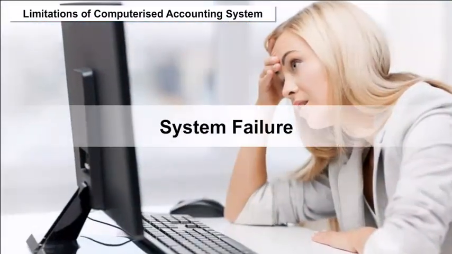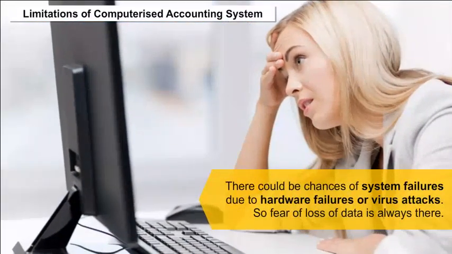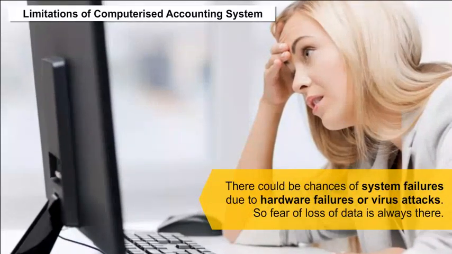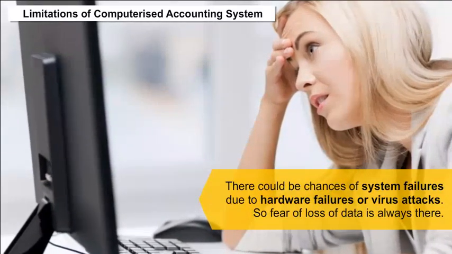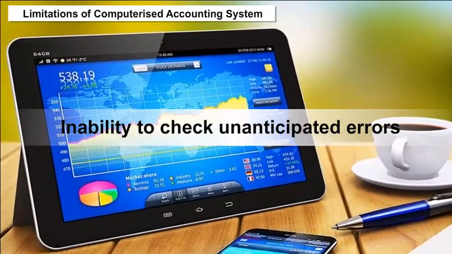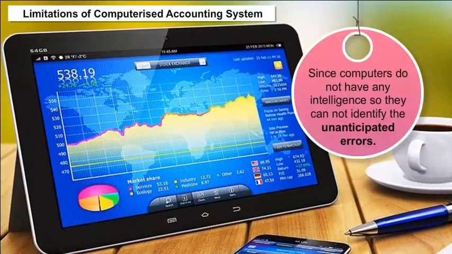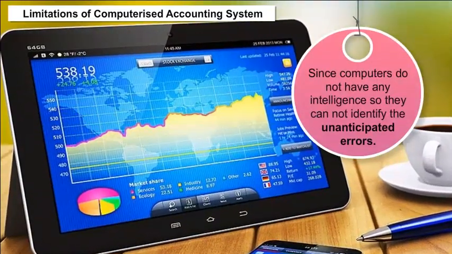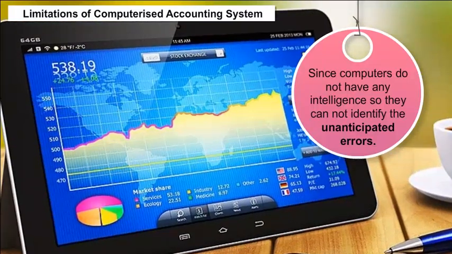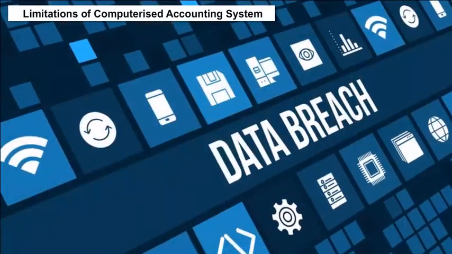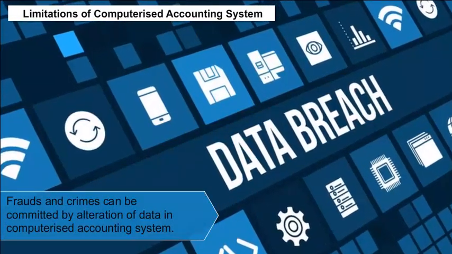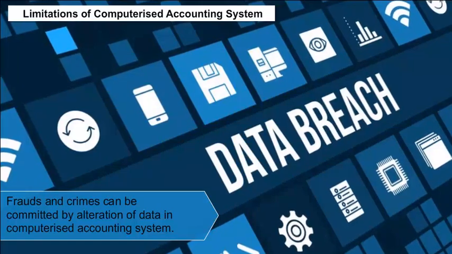System failure. There could be chances of system failures due to hardware failures or virus attacks, so fear of loss of data is always there. Inability to check unanticipated errors. Since computers do not have any intelligence, they cannot identify unanticipated errors. Breaches of security. Frauds and crimes can be committed by alteration of data in computerized accounting system.